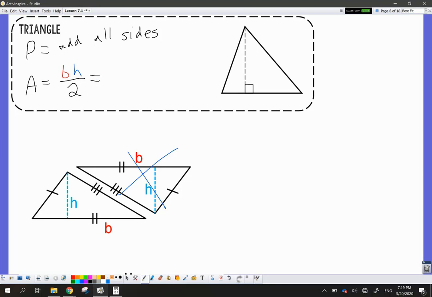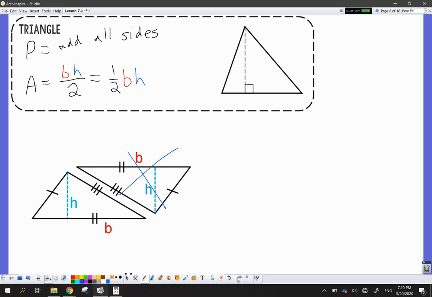Alternatively, another option is 1/2 base times height. These two mean exactly the same thing. This just says base times height divided by 2. This one says 1/2 times base times height. But remember, multiplying by 1/2 is the exact same as dividing by 2. You choose whichever one's more comfortable, or what I would recommend, get used to both.